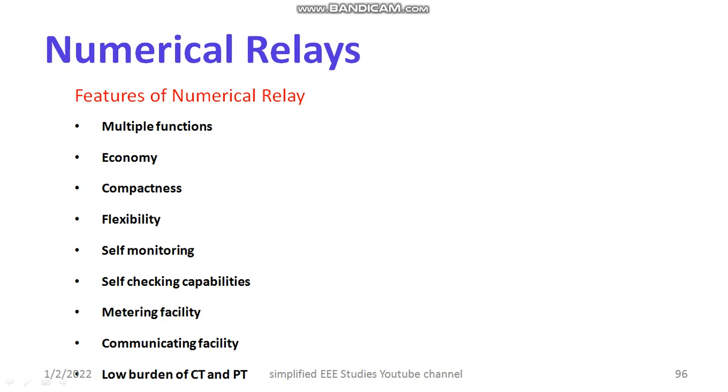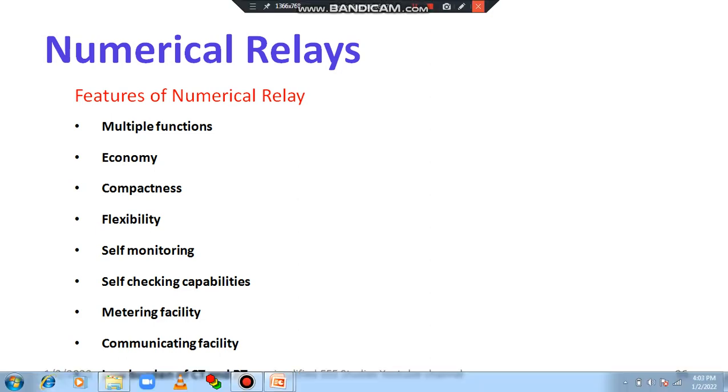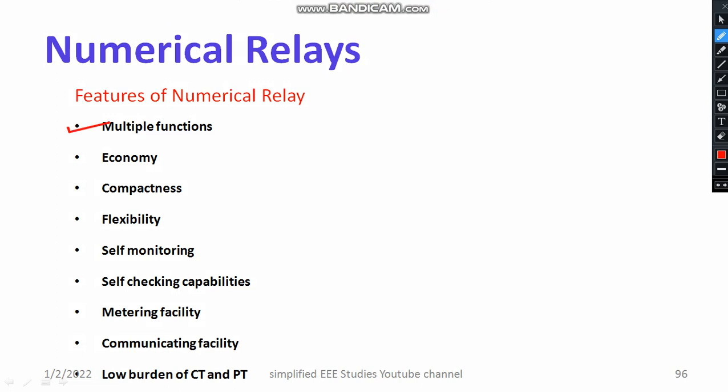Okay. The salient features of numerical relay are as follows. It has multiple functions. Then economy. Then compact, it is too compact. Flexibility, self-monitoring and communication, self-checking capability, reprogrammable. Some kind of numerical relay is reprogrammable. Based on the user requirement, programming can be added. Then metering facilities are available. So continuous monitoring, communication facility also, RS series. You are able to use some kind of communication interface.